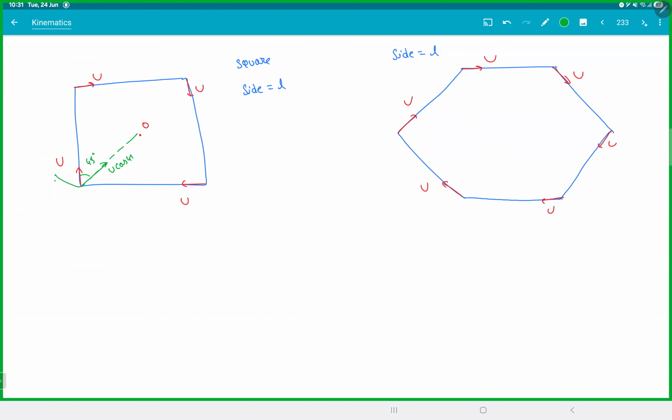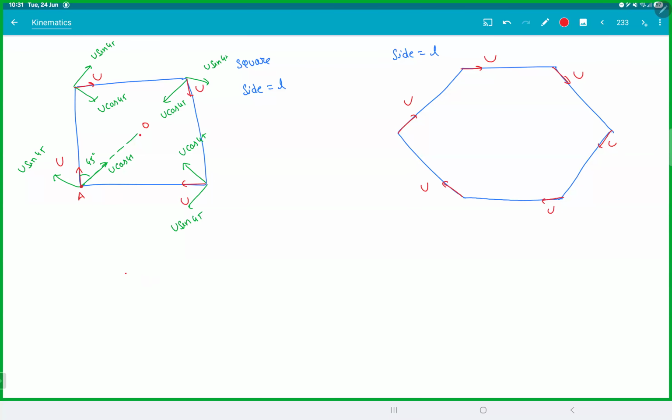So what is this component? U cos 45. What is this component? U sin 45. You can clearly see, this component U cos 45, this component U sin 45. The U cos 45s are bringing you closer and the U sin 45s are rotating you. Therefore, time taken will be, so this is point A.